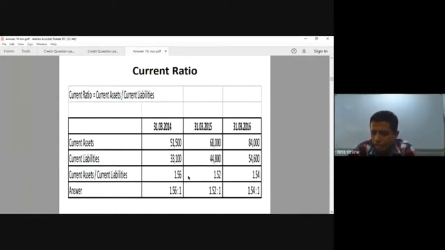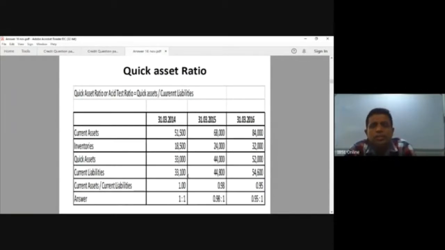Right. Then we'll go to the next ratio under liquidity, that is the quick asset ratio. In order to calculate the quick assets, you have to first take the current assets and remove the inventory from the current assets, right? I took the current assets for individual years. Here also, no need to take any average figures since both figures are from the balance sheet. I took the current assets.